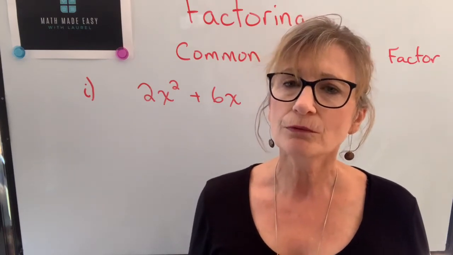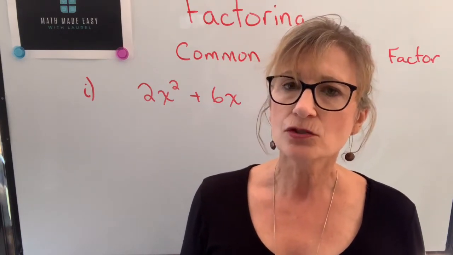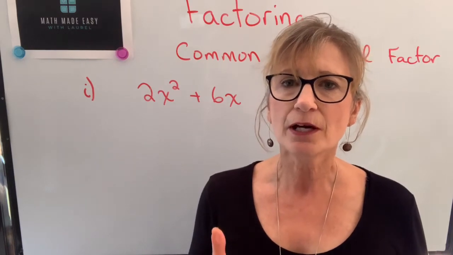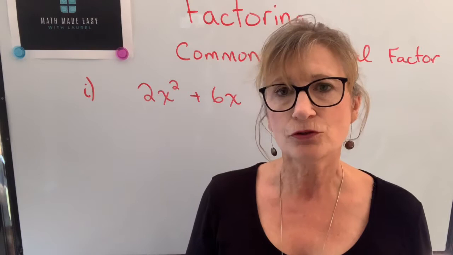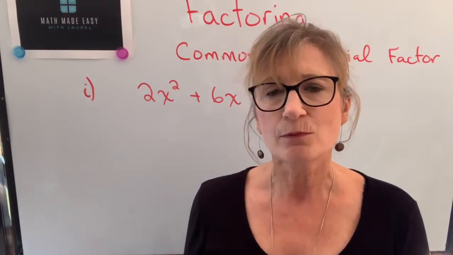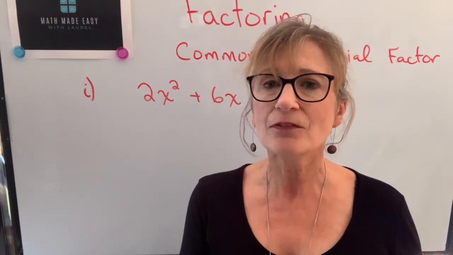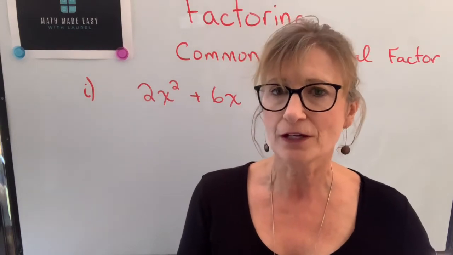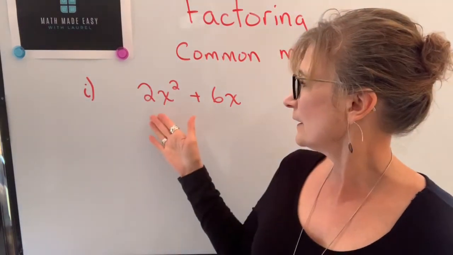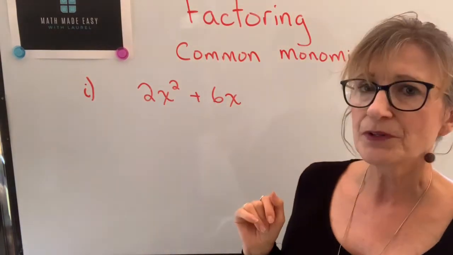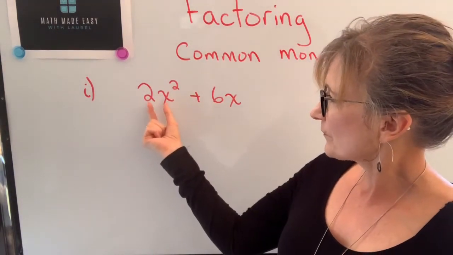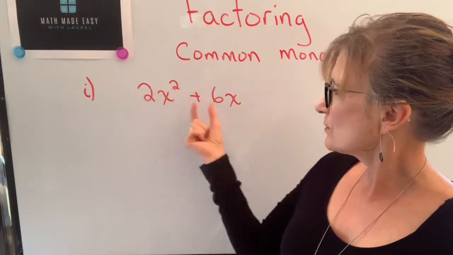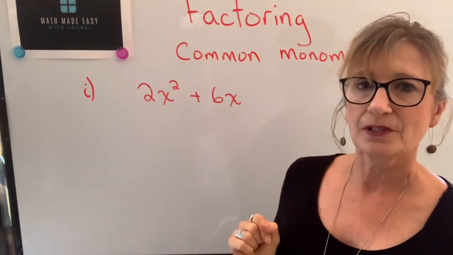But the number one rule when you're factoring is to look to see if you have a common monomial factor for every term. And if you do, factor it out, because once you do that, what you're left with will be easier to further factor. So to take a look at this example to show you what I mean, you look at what divides into both this term and this term.